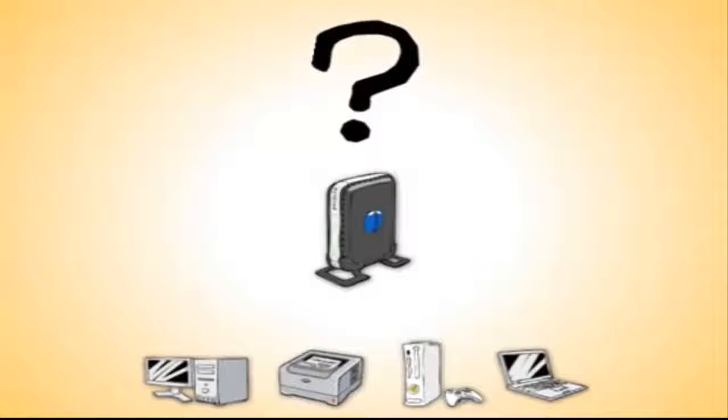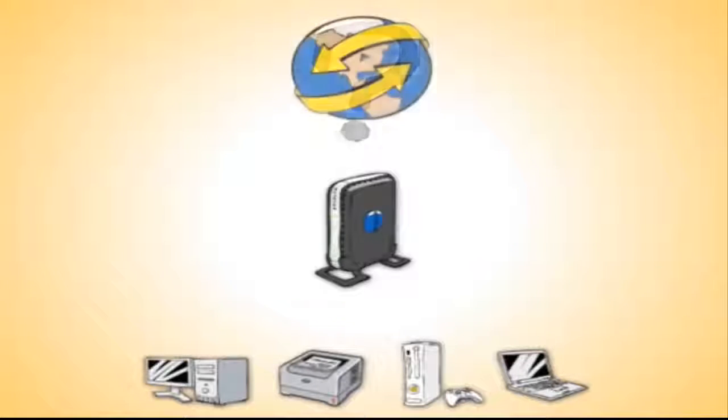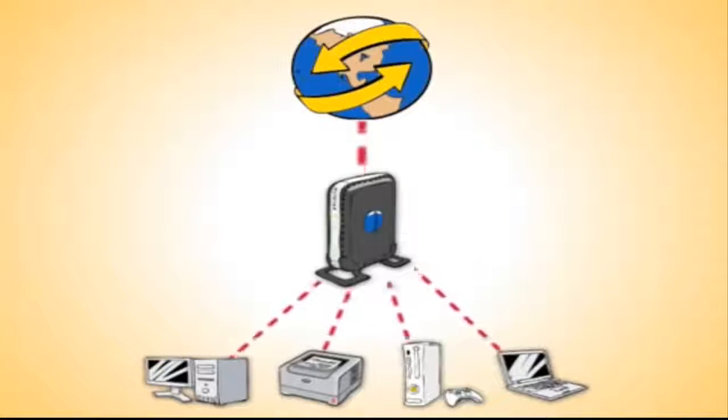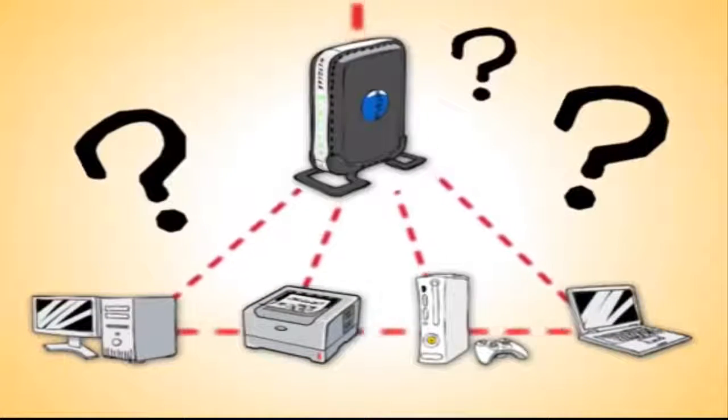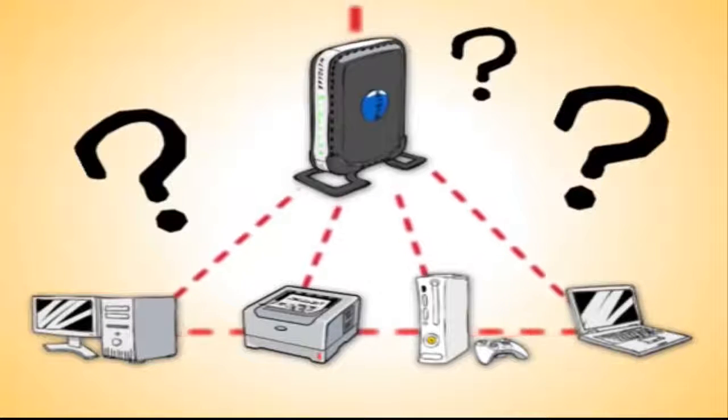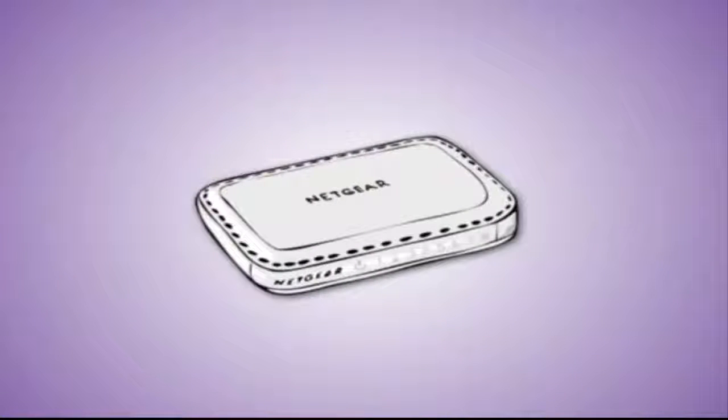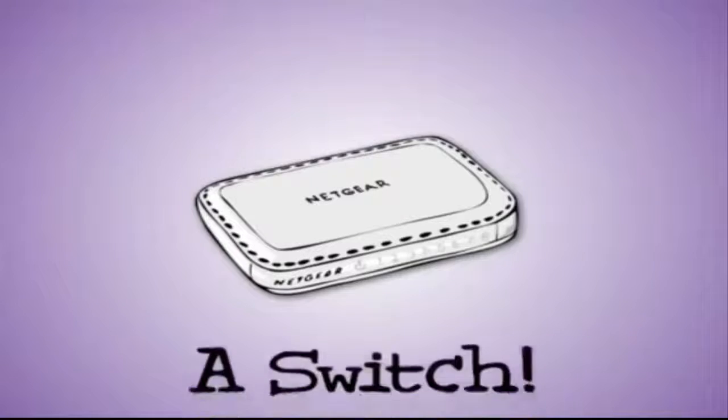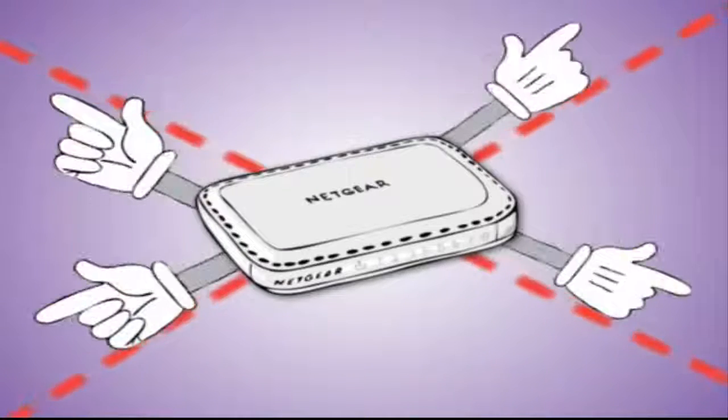So how does a router actually send information from the internet to your computers and devices? And how does it enable your computers to share information with each other? The answer lies with that device we mentioned earlier, a switch. A switch sends traffic through your network to the places it needs to go.